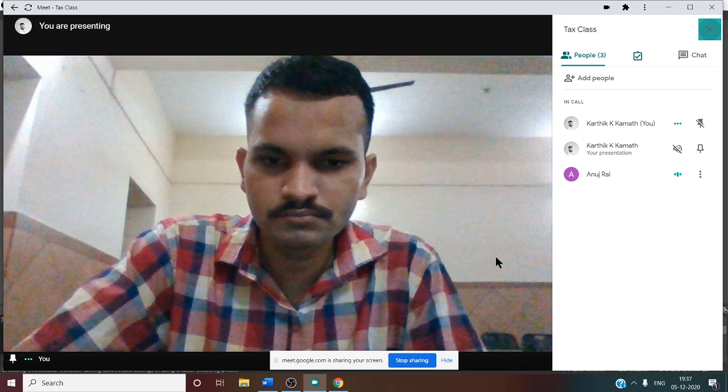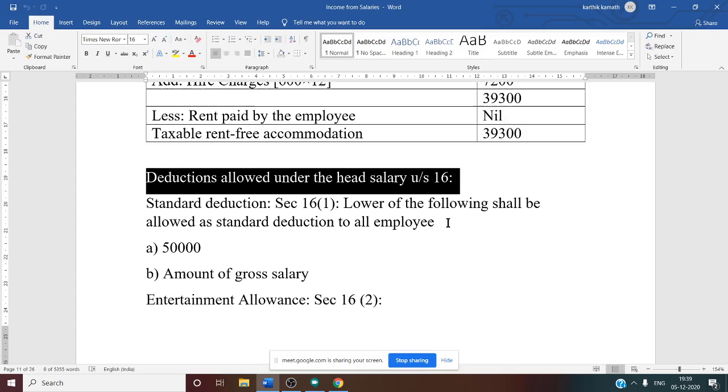See, there is a format for computation of taxable salary, and in the examination, two problems on taxable salary calculation will be asked, that is 16 marks in Section C. So it is very important to know the format. How to do the calculation of salary? Everything you have to write: basic, bonus, commission, all the taxable allowances.